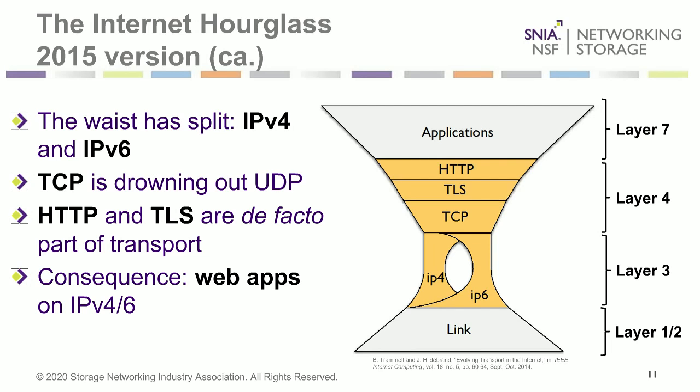IPv4 had problems. We've been running out of addresses for a long time, and finally IPv6 is getting some significant deployment, especially in mobile networks. So in reality, you now have two flavors of IP. And underneath, you still have a whole bunch of link layers, although realistically, it's 3G, 4G, 5G, and maybe Ethernet or something like that these days. That's the majority of it.